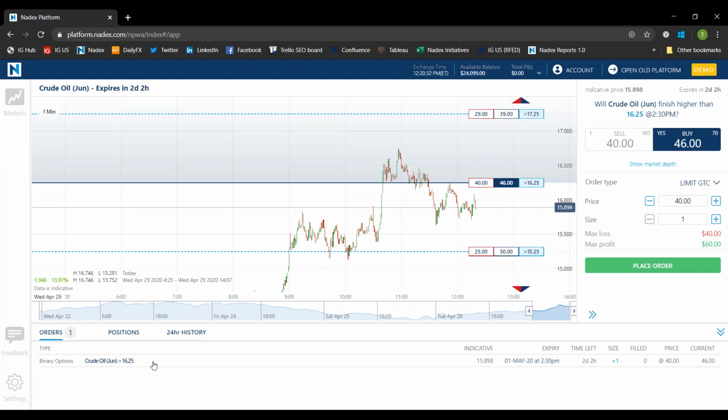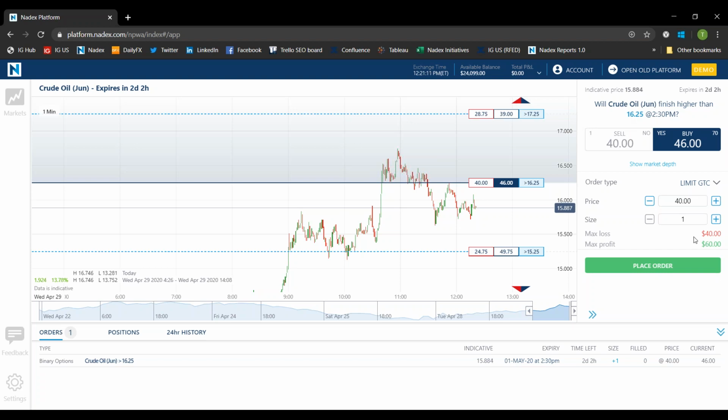Now, in the real world, maybe someone would want to sell that to me. I don't know. In a demo world, someone would actually have to be looking in the demo to see if they wanted to do that. But the reason I did that is you don't always have to buy the offer or sell the bid. You can use limit orders to put a bid below the market or an offer above the market, or place an order in between. Now, with this order, I'm willing to risk 40, and I'm saying there's a 40% probability that oil will finish higher than 16.25 at the end of tomorrow.